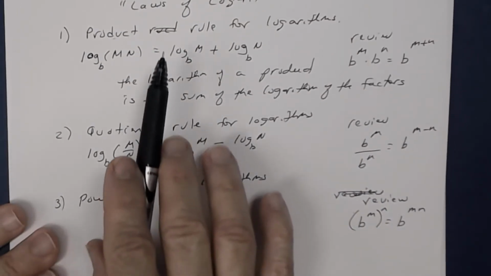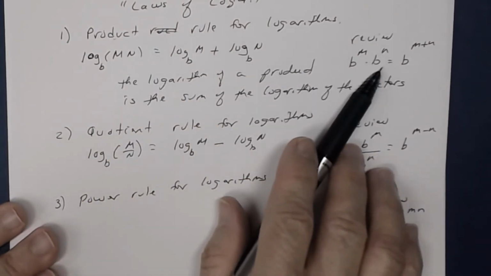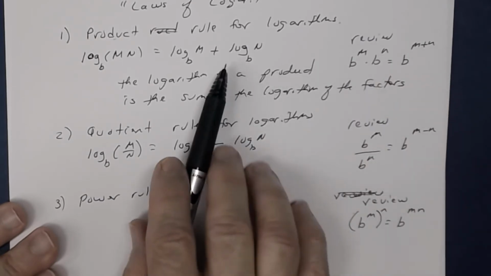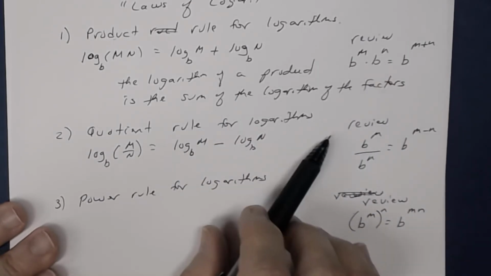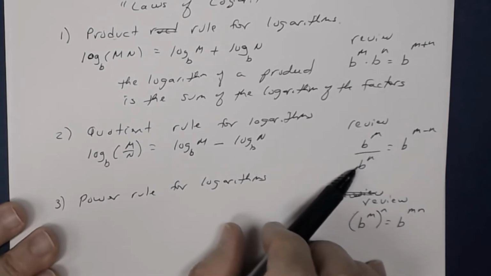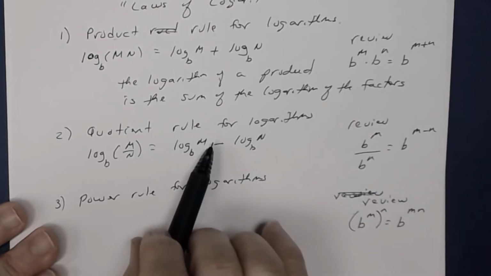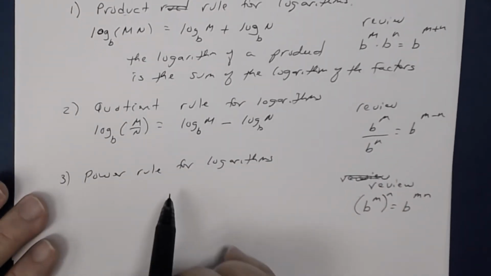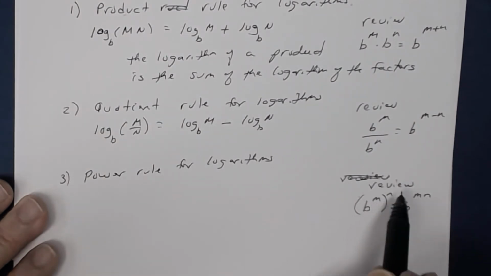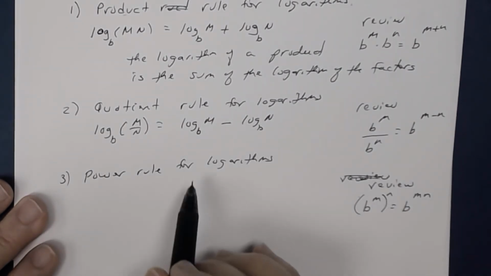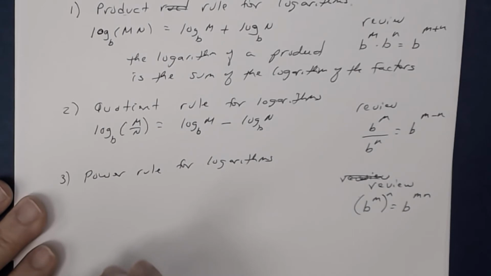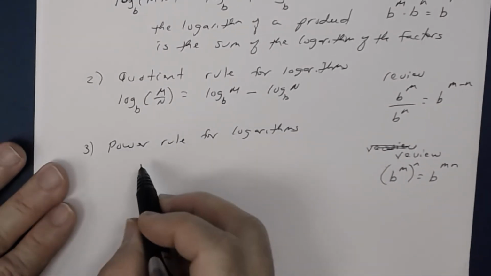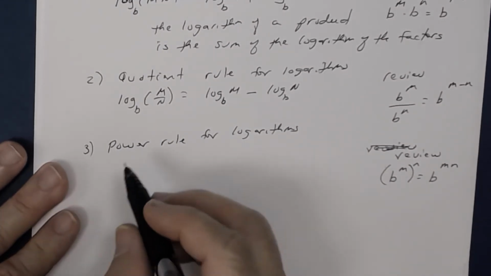Remember the product rule: multiply like bases, we added exponents. So that's an addition. Quotient rule, when we divided like bases, we did subtraction. And then the power rule, when you have an exponent raised to an exponent, we multiply. So that's going to be a multiplication issue here. All right, here's what the power rule is going to look like.